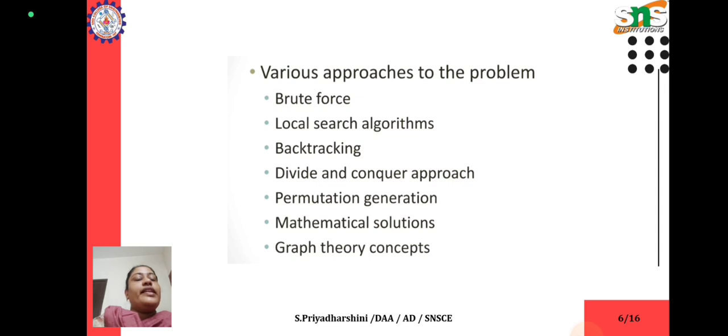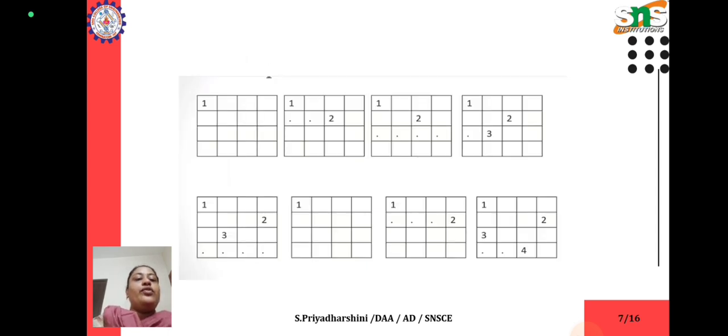There are various approaches to the problem. Brute force is one, along with local search algorithms, backtracking, divide and conquer, permutation generation, mathematical solutions, and graph theory concepts. We are going to find the solution using the backtracking approach. As I told you, backtracking uses a searching topography. So first let us see.